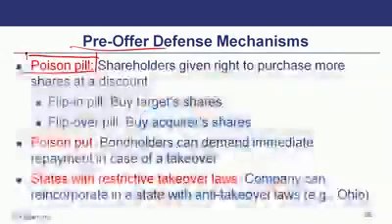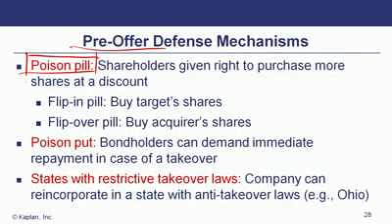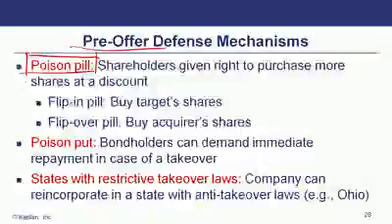So the big granddaddy of pre-offer defense mechanisms is a poison pill. And this is actually, all firms either have a poison pill or they have one on the shelf they can get pretty easily. And that's why hostile mergers have become less and less common. But what a poison pill is, it gives shareholders the right to purchase more shares at a discount.